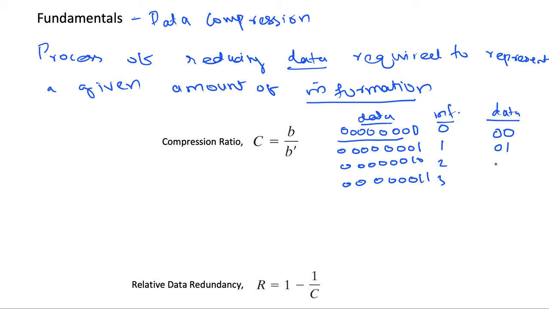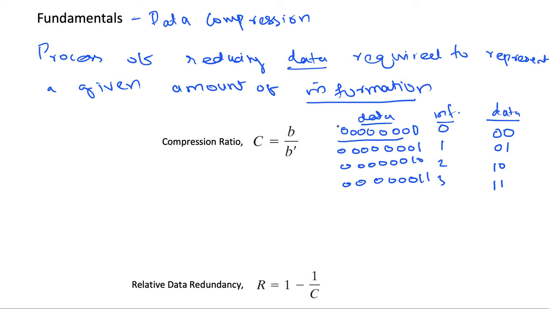So what I can do instead is use just two bits to store this information: 00, 01, 10, 11. So this is another representation used to store this information. If you used 8 bits here to store a specific number, here I'm using just two bits. That means I don't need these extra 6 bits to store my information. I can do it with 2 bits only.